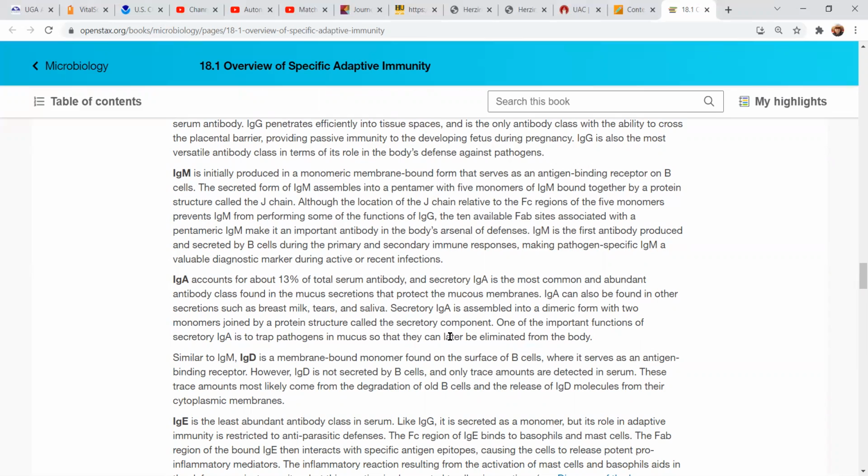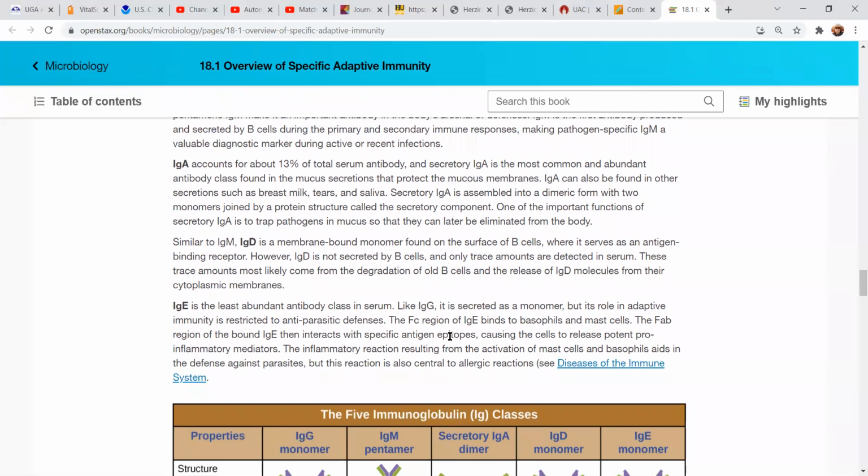IgM is a little bit different. It can perform some of the same functions of IgG, but it's the first antibody that's going to be produced and secreted by the B cells in both the primary and secondary immune responses. So we can look for IgM in the blood because it's going to be elevated during active or recent infections. IgA is about 13% of total serum antibody.